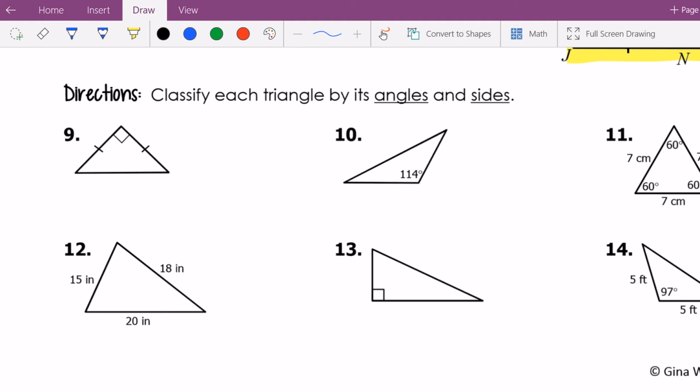Most of the time, whenever you're asked to classify a triangle, you're going to classify it by both its angles and its sides. So looking at this example number 9, you see this one right angle and then these two sides that are congruent. Since it has that one right angle, it is a right triangle, and because of the two congruent sides, it is isosceles. So we would call this a right isosceles triangle.